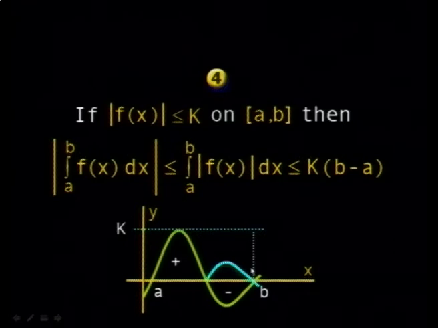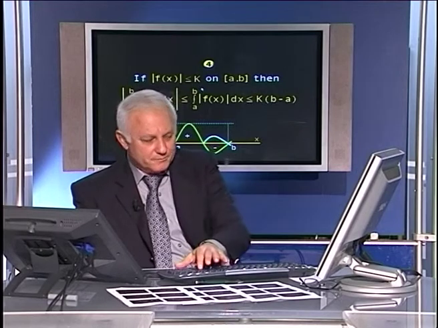And the great rectangle is equal to what? It is equal to b minus a times k. And k represents what? The maximum value of the modulus of your function on the interval ab. So sometimes this helps you, not for evaluating values of the function, but it gives you an upper bound for your integrals.